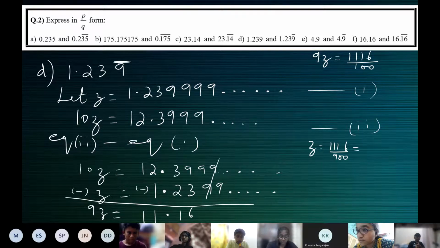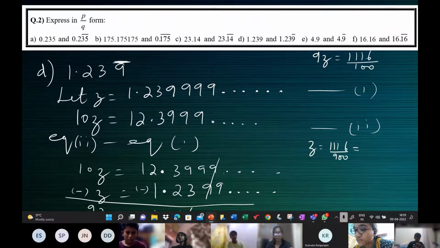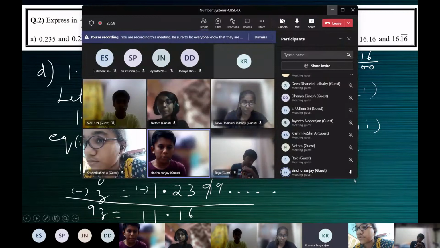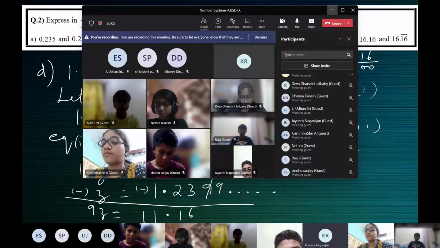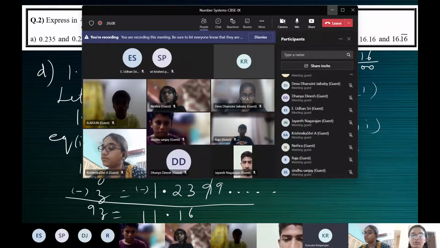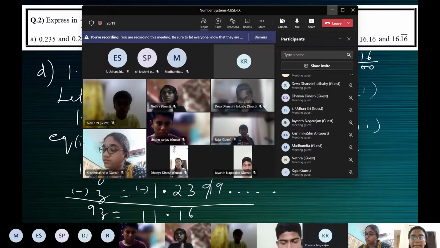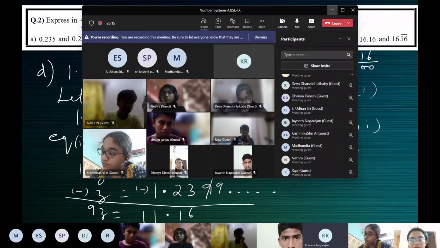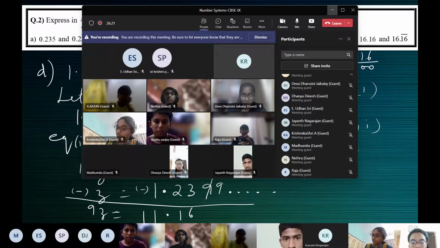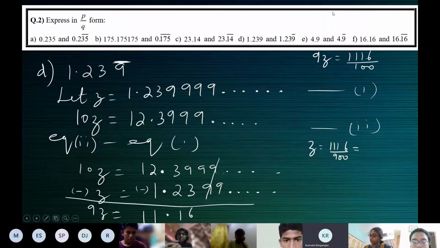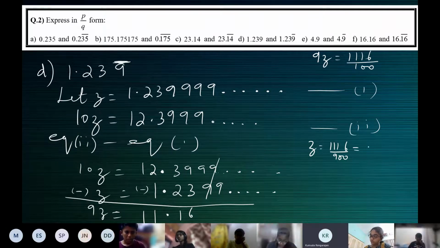Why? What's the test of divisibility for 9? The sum of the digits should be divisible by 9, ma'am. Similar to the test of divisibility for 3: the sum of the digits must be divisible by 3. For 9, the sum of the digits must be divisible by 9. Correct? Very good. So the numerator is divisible by 9. The denominator is also divisible by 9. So let's divide by 9.